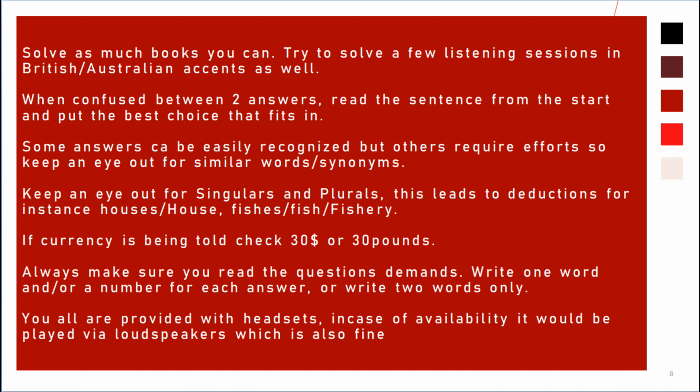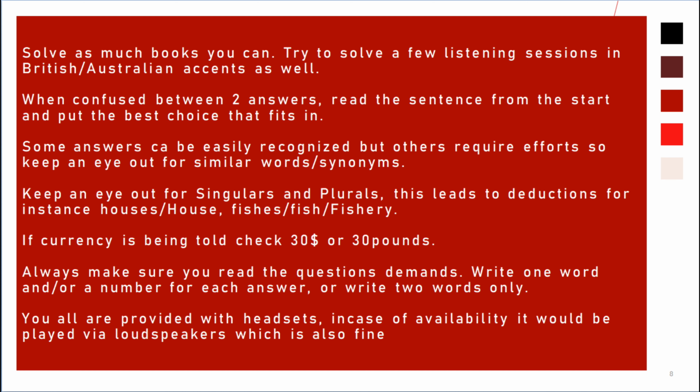You should pay special attention to the singulars and the plurals. Placing the wrong answer would lead to deduction. For instance, you write house instead of houses. You write fish instead of fishes. You should pay special attention while mentioning the currency. If the sign dollar is already present, you just write 30 in front of the dollar. But if the question says mention a word or number, then you should write 30 pounds or $30.